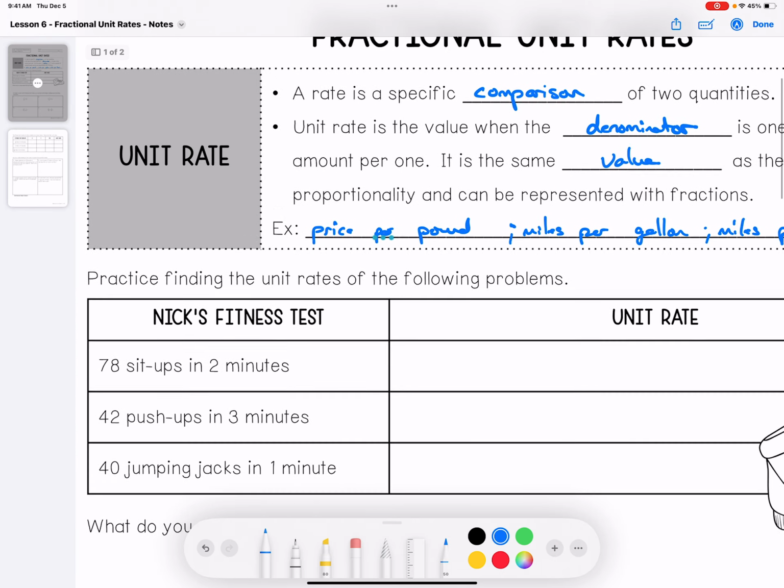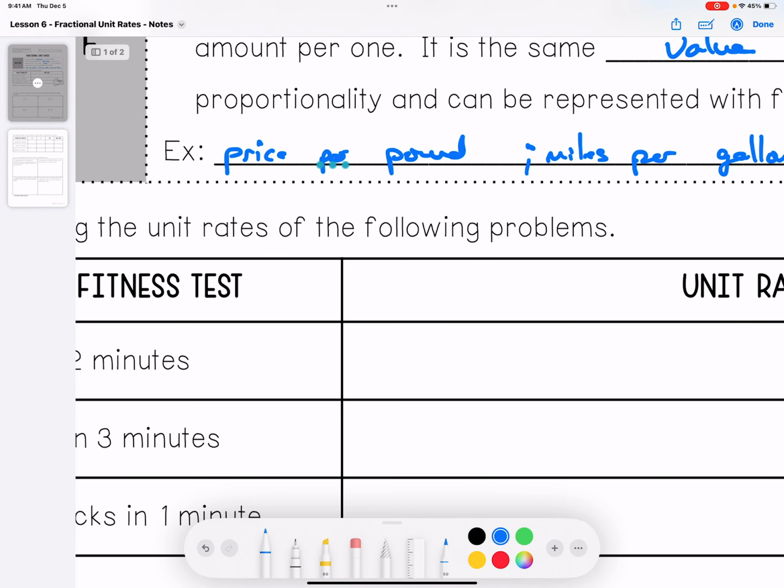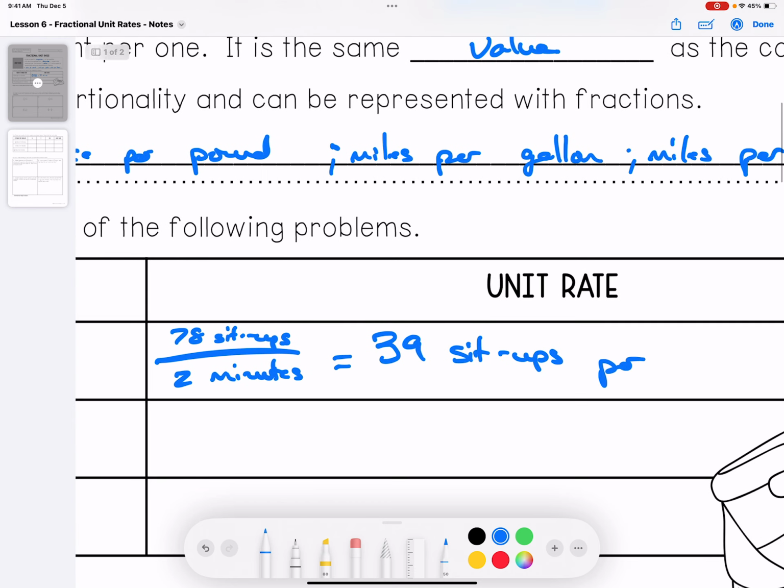All right, so it said practice finding the unit rates for the following problems. Nick's fitness test. He can do 78 sit-ups in 2 minutes. So that is 78 sit-ups for every 2 minutes. Now, you just break that down. You basically divide by 2, and it is 39 sit-ups per minute. It simplifies into 39 over 1, but we don't need to put the over 1 part.